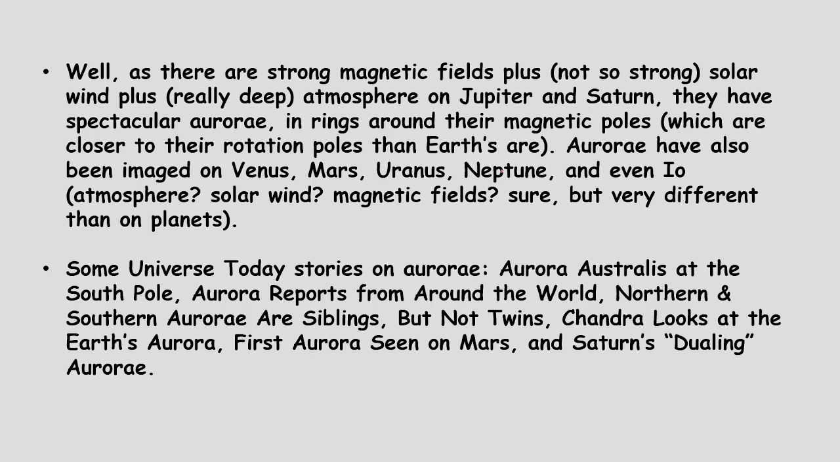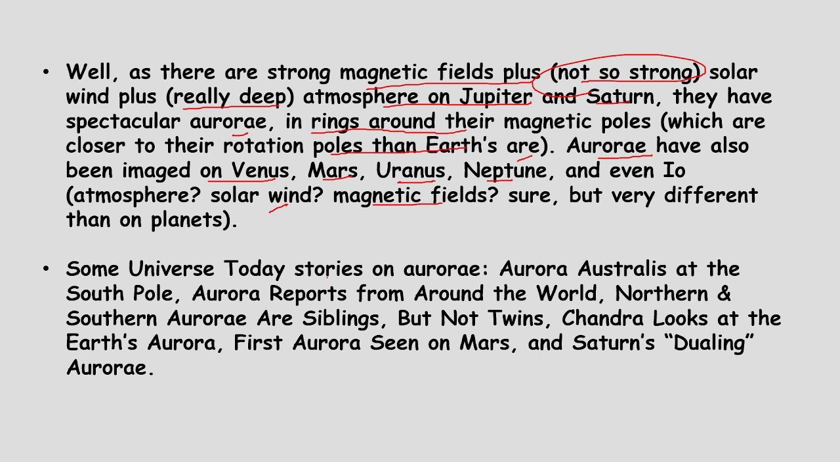Jupiter and Saturn have a strong magnetic field, plus solar wind, plus a really deep atmosphere, so they have a spectacular aurora in rings around their magnetic poles, which are closer to their rotation poles than Earth's are. Auroras have also been imaged on Venus, Mars, Uranus, Neptune, and even on comets, due to solar wind magnetic fields, but very different from those on planets.